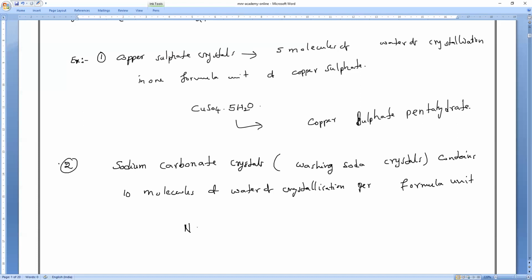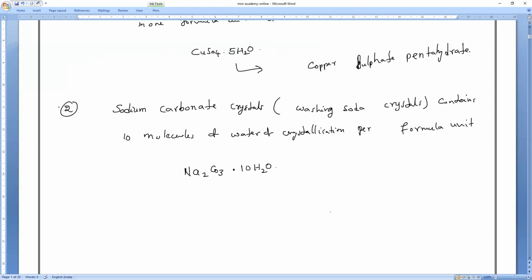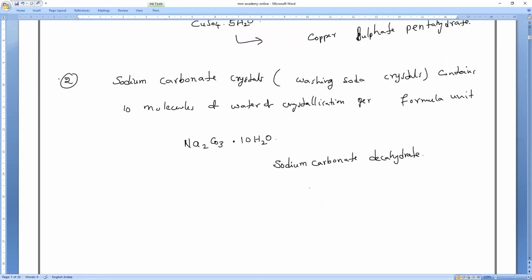So what is the formula? Everybody, sodium carbonate formula, Na2CO3.10H2O. So this is what we call sodium carbonate decahydrate. What do we call it? Decahydrate. Okay, deca means what? 10 molecules.